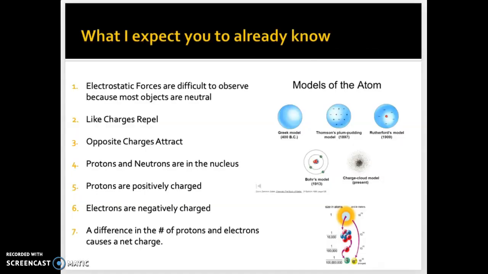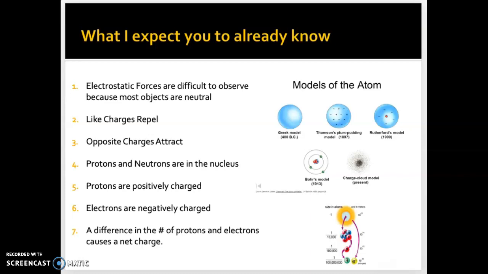What I expect you to already know about static electricity is that most things are neutral. So actually, we don't think of it as a really strong force because we don't experience a lot of electric force, but actually, it's way stronger than gravitational force. If you think about how you could get a balloon to stick to the wall with a little bit of static electricity, that's overcoming the entire gravitational force of the entire Earth, right? Which is a huge mass. And this little bit of static electricity is stronger than that.